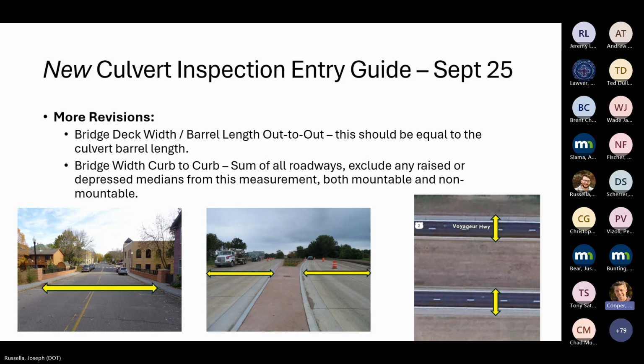So we just decided to try to simplify this. In the example on the left, if it's just 2 lanes and it's not divided, you just measure from curb to curb. That's your measurement. In the middle, there is a raised median. We don't know if it's mountable or not, but we're just going to exclude it from the measurement, and just add together those 2 road widths from either side. And on the right, this is also a divided highway with a grass ditch median, and you'll also exclude that and just add together the 2 road widths. And that's your bridge width curb to curb.